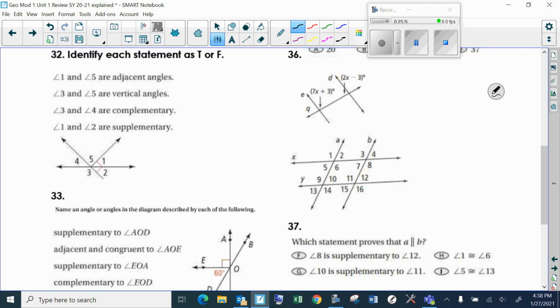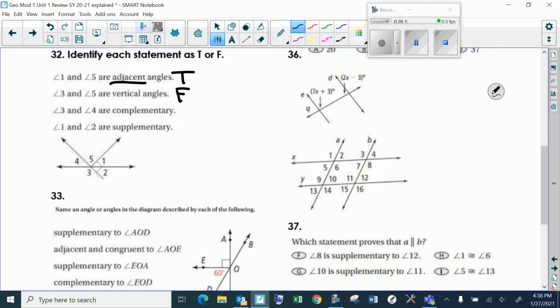1 and 5 are adjacent, means next to. Yes, they are. 3 and 5 are vertical. No, they are not. This one does go straight across, creates one line, but that one doesn't go straight through to create the other line needed to be vertical, so false.